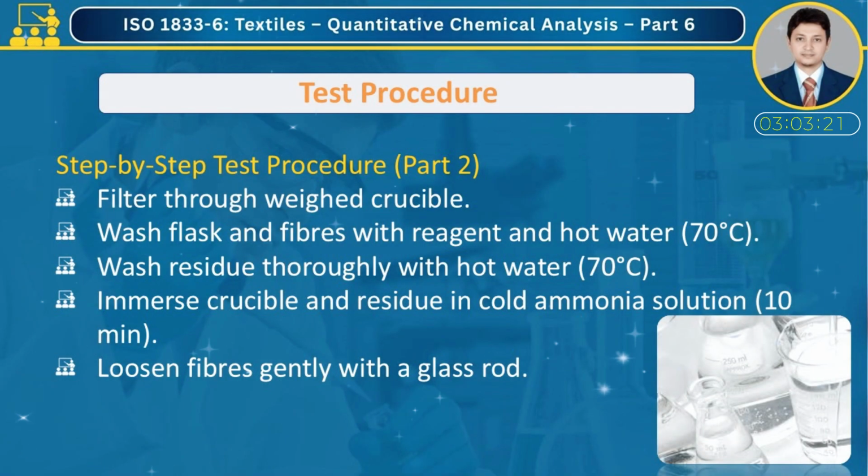After digestion, filter the contents through a pre-weighed filter crucible. Wash the flask and any remaining fibers using additional reagent and hot water at 70 degrees Celsius to ensure complete transfer. Continue washing the residue thoroughly with hot water. Then, immerse the crucible and its residue in 100 milliliters of cold, dilute ammonia solution for about 10 minutes, loosening the fibers gently with a glass rod. Finally, drain the crucible by suction.